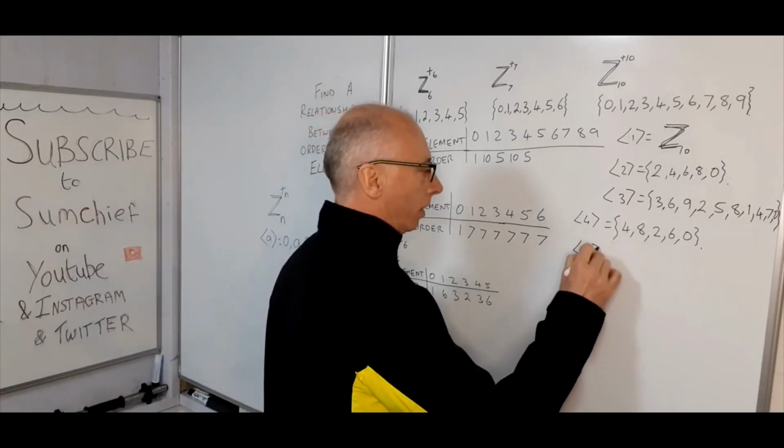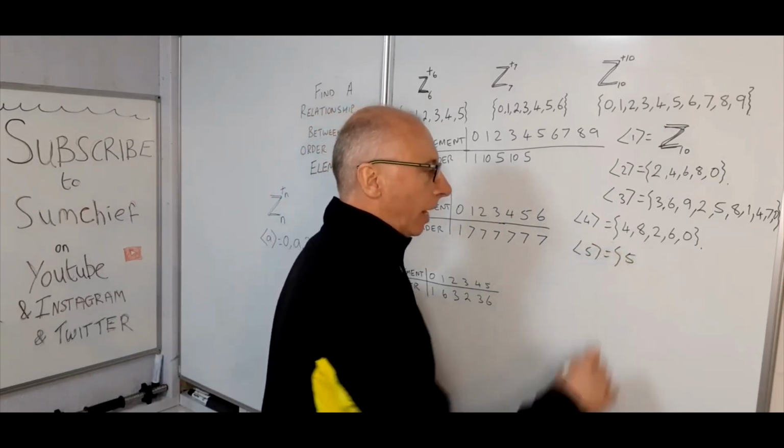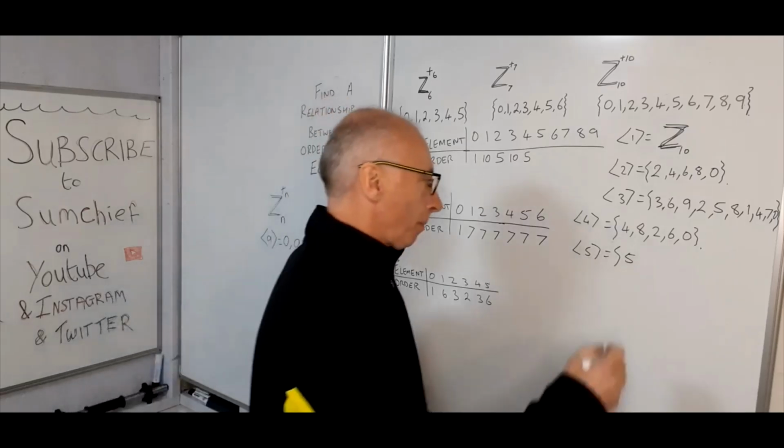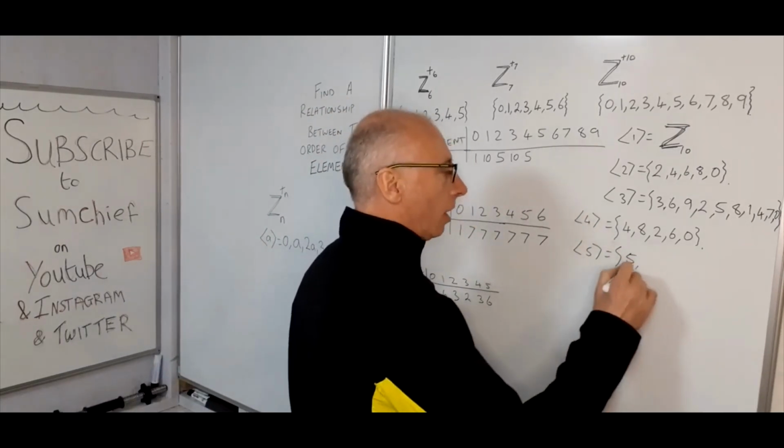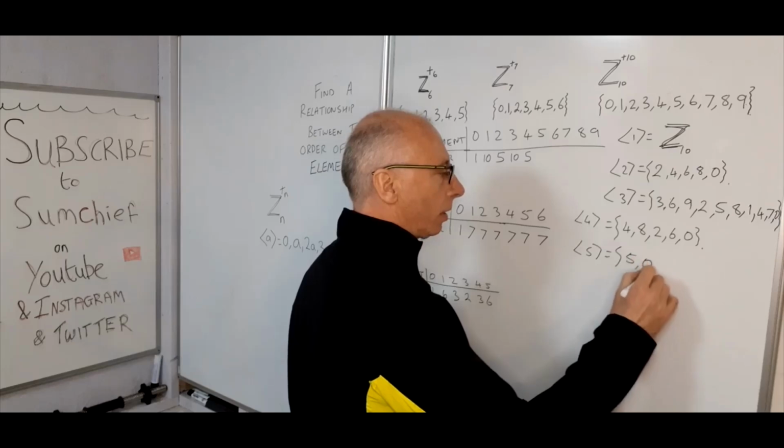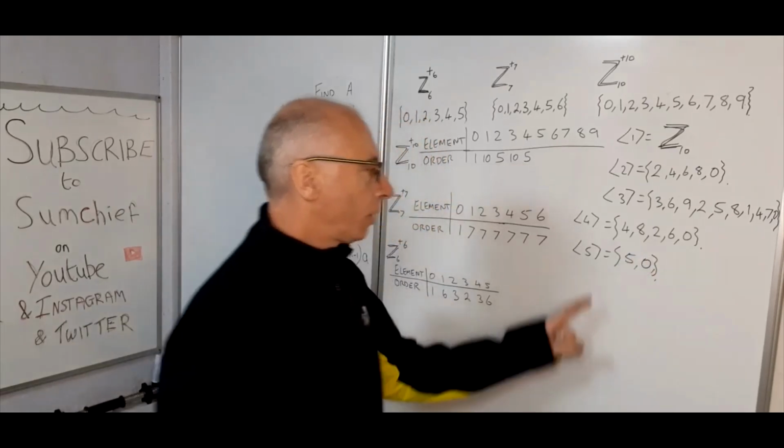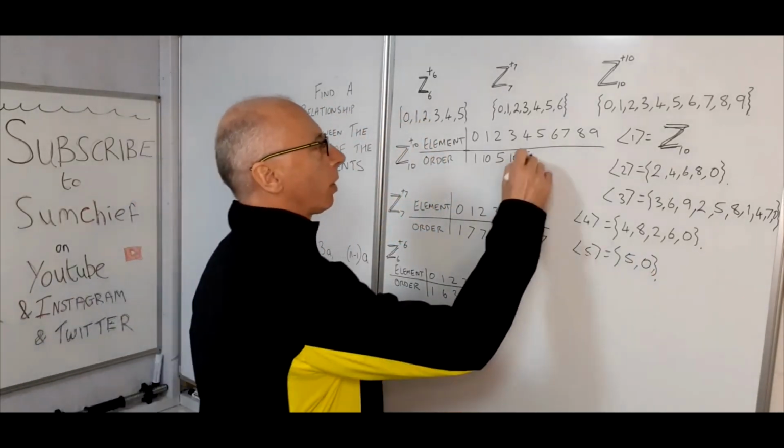Let's look at 5. So keep on adding 5, modulus 10. 5 plus 5 is 10, which is 0. And then 0, we know when we add 5, we get back to the original element. So this one is of order 2.